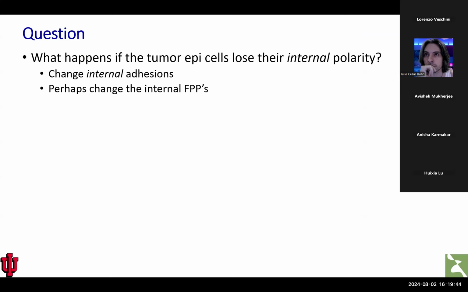And this was a question if anybody wanted to try something different and what happens if you lose the internal polarity. So you remove the FPP links within the cell, within the compartmental cell, and then change all the adhesion so that it's perfectly fine for the basal compartment to touch the apical compartment.